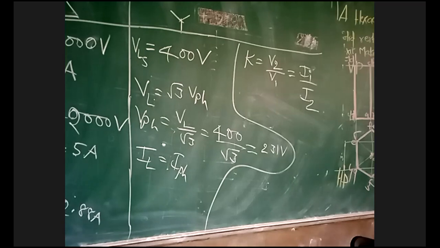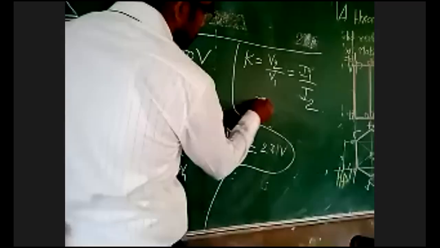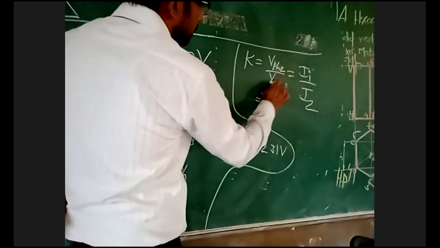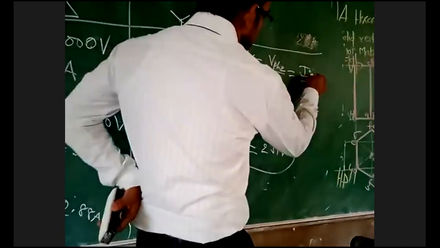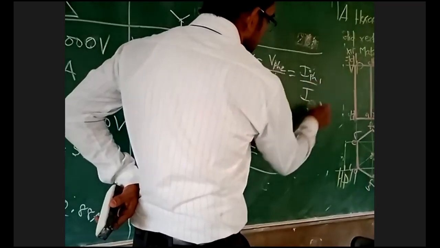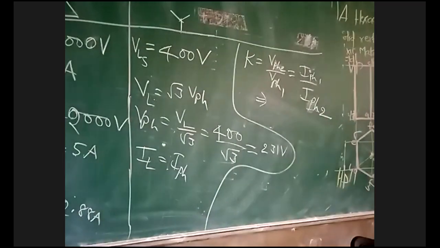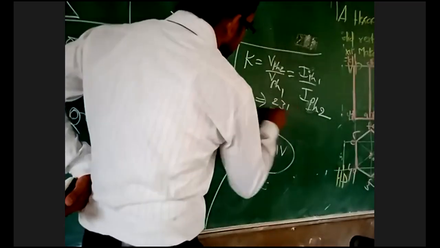What is the V phase in the secondary side? 231 volt. Otherwise, take it as V phase 2, V phase 1, I phase 1, I phase 2, so that you won't confuse afterwards. We have to take all the phase values. V phase 2 is 231.